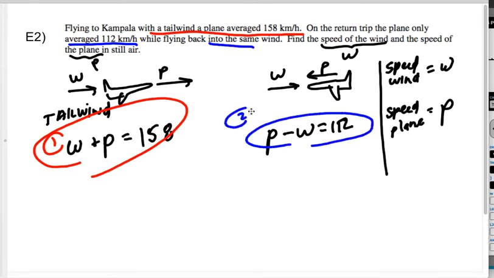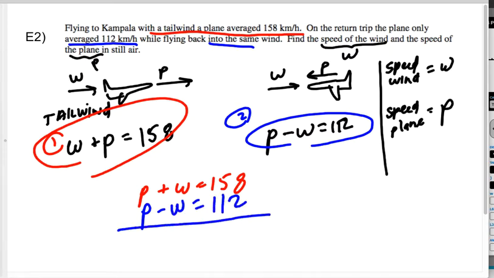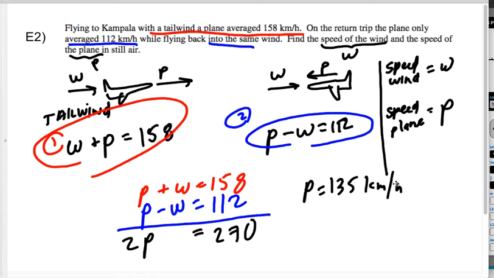That's my second equation. So the one thing I would change here is that I put the W at the back here and I put the W at the front here. So I would change my red equation to be P plus W equals 158. And I'm going to point out that yet again, this problem is tailor-made for elimination because the W's are already set to eliminate, right? So I'm going to end up with 2P equals, it's a 60 and a 70, so 270. I'm pretty sure. And then when I divide, I'm going to end up getting that the plane is traveling at 135 kilometers per hour, right?